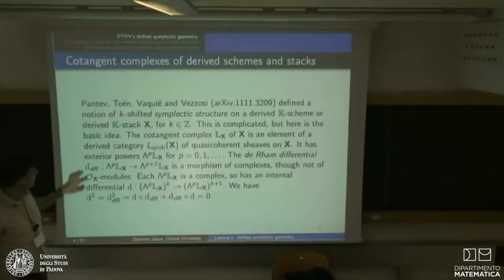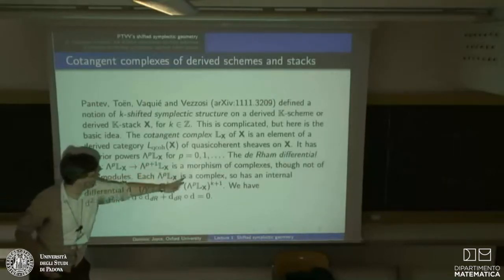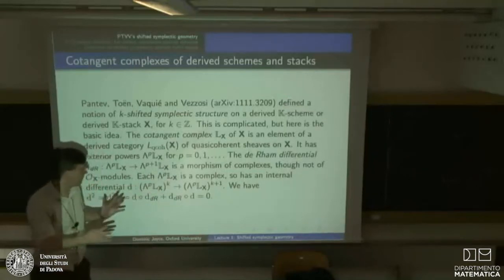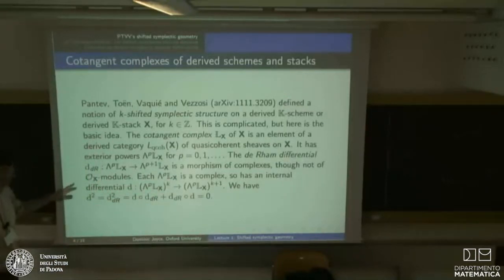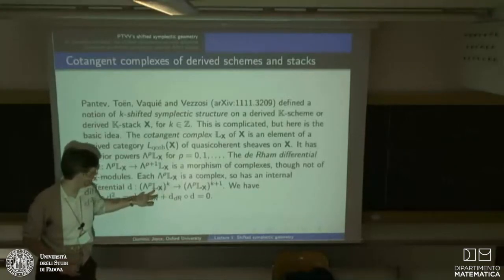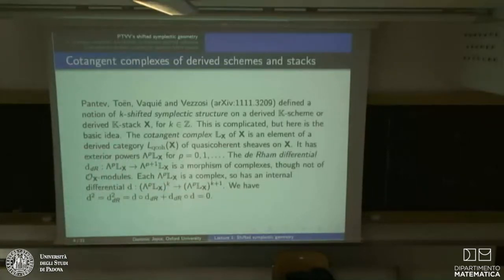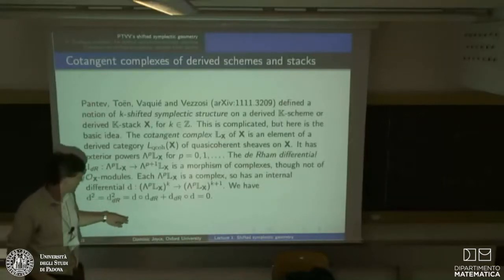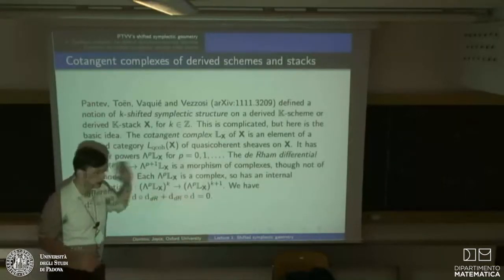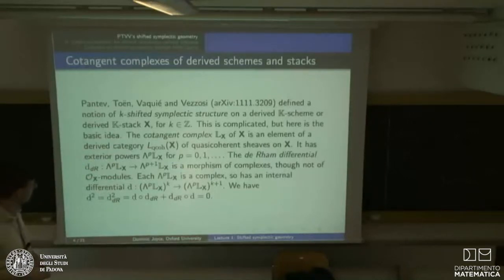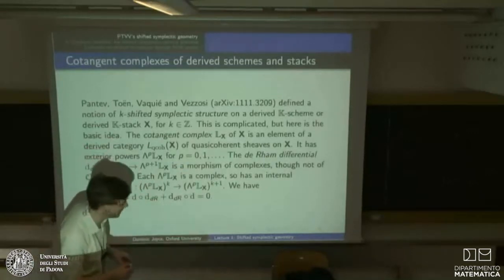Okay, but now we've really got two differentials, two d's, because there's a de Rham differential taking p-forms to p+1 forms, but the p-forms themselves are a complex, complexes of sheaves. So it has an internal differential, which I'm just going to write as d, going from the kth graded piece of the p-forms into the k+1th graded piece of the p-forms. And these two differentials satisfy d squared is d_dR squared is 0, and d of d_dR plus d_dR of d is 0. Okay. Actually, I lied about that sign, but the signs will come out in the wash at the end.